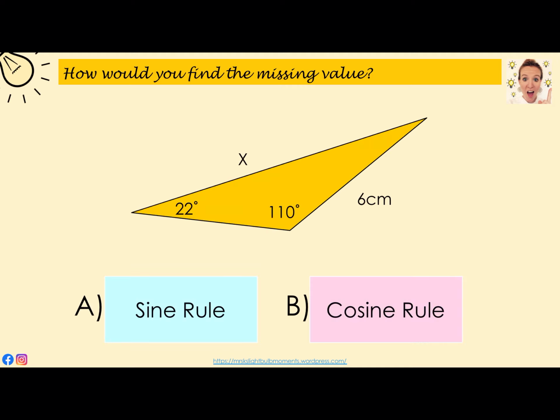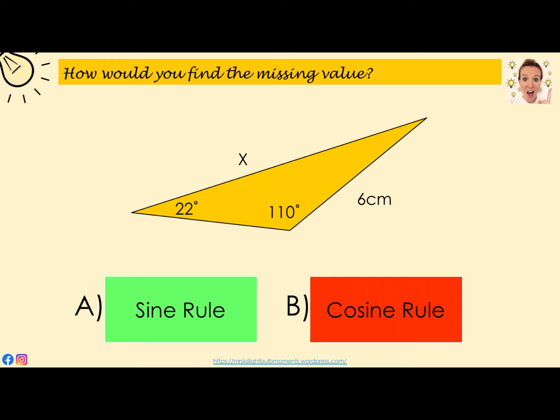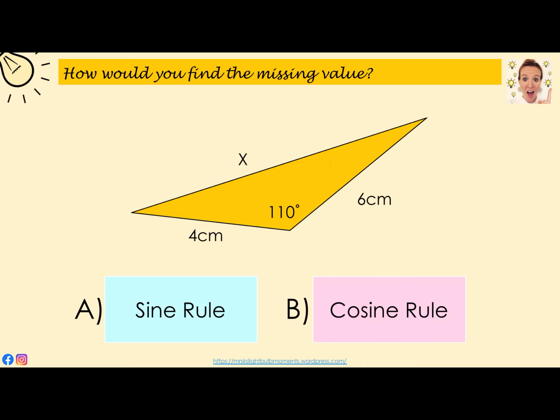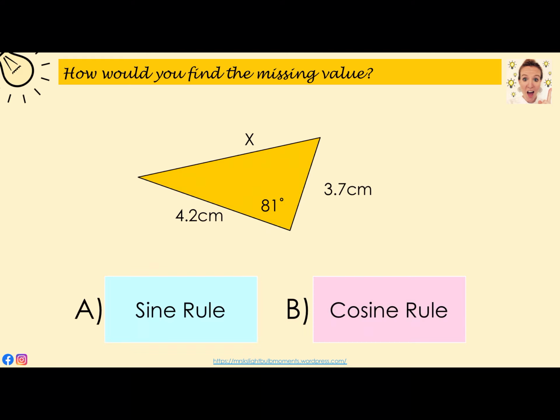Good spot. This one. Yeah, that's just your straightforward sine. You've got two pairs, x and 110 and 22 and 6. This one, sine or cosine? Cosine, good. We've got 3 sides and an angle. Next one, sine or cosine? Cosine, again, 3 sides and an angle.